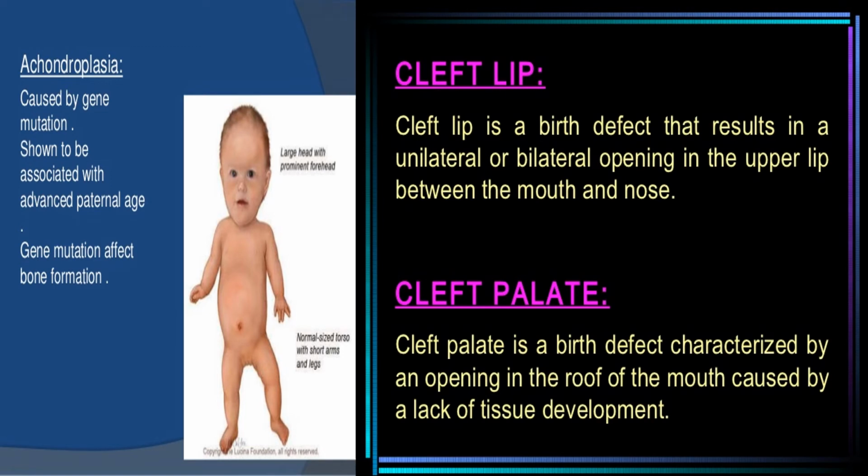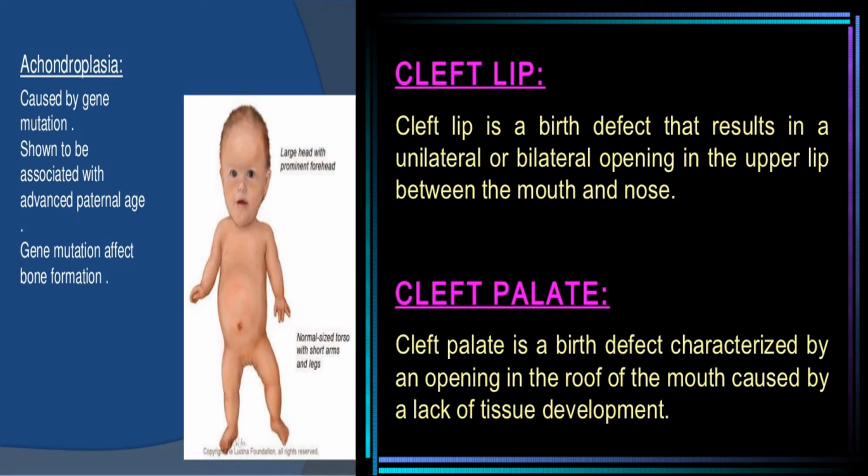The next orthopedic impairment is achondroplasia, caused by gene mutation and is associated with advanced paternal age. Gene mutation affects bone formation. As you can see in the figure, the body of the child is not properly developed due to affected bone formation.